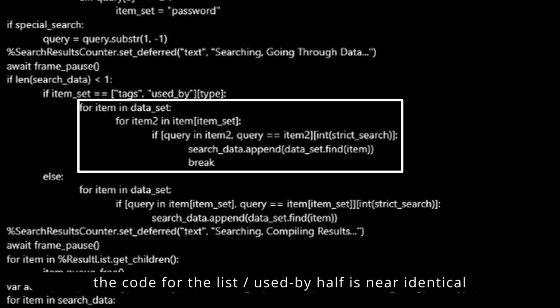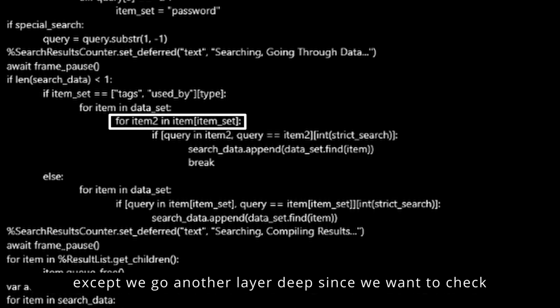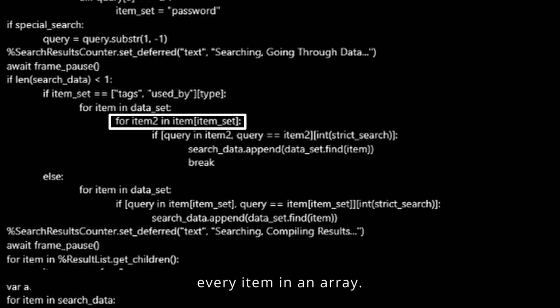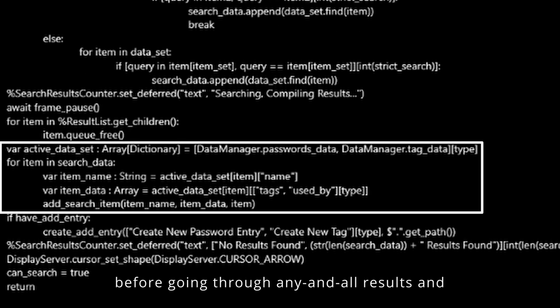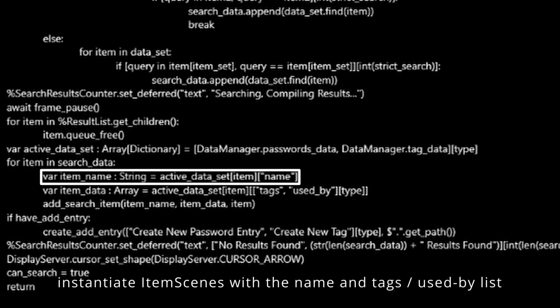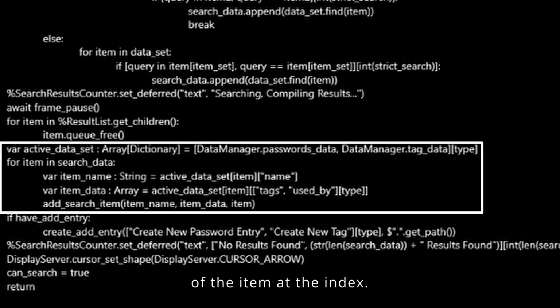The code for the list/used-by-half is nearly identical, except we go another layer deep since we want to check every item in an array. Then we empty the search results shown to the user before going through any and all results and instantiate item scenes with the name and tag/used-by-list of the item at that index.